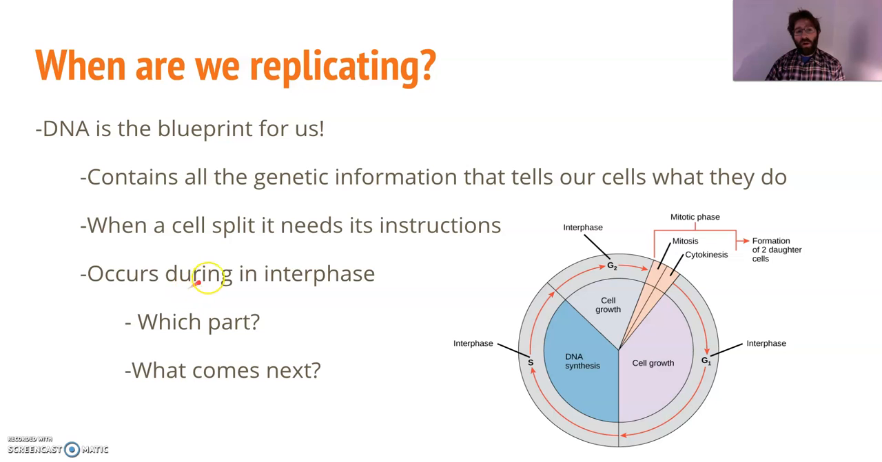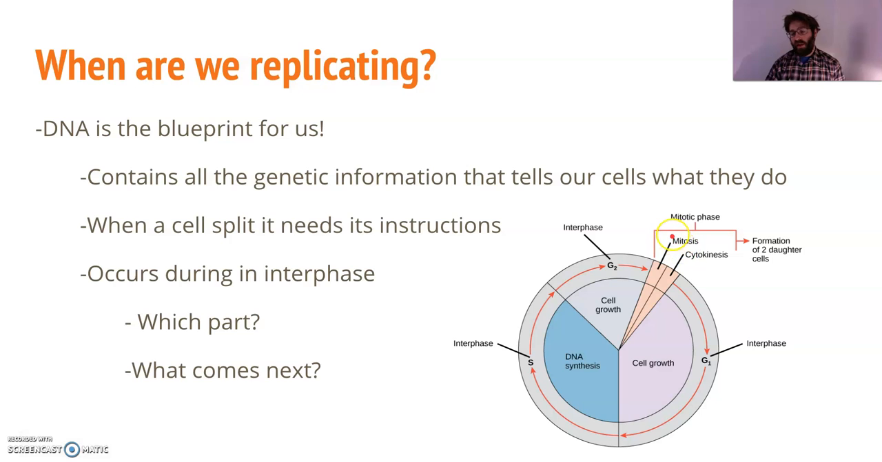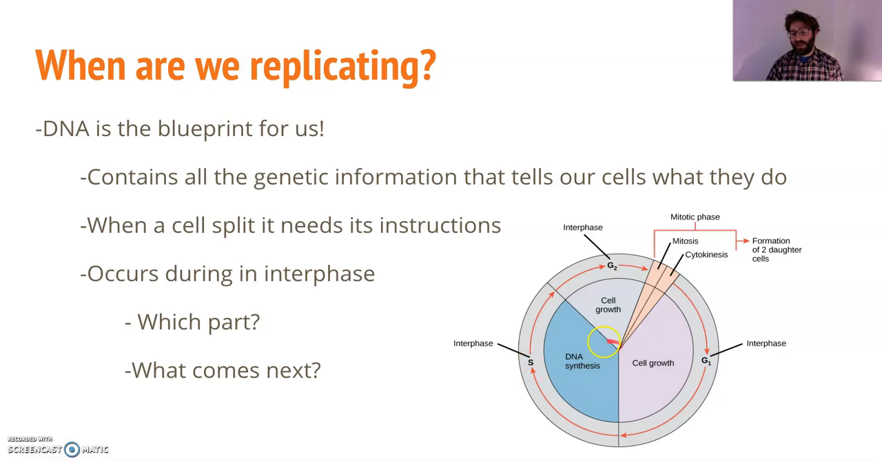So when are we replicating? When is this whole process happening? Well, if we recall, we talked about the cell cycle, and the cell cycle involves interphase, and then the mitotic phase where the cell splits. So you can see most of the cell's life is spent in interphase, and there are three parts to interphase. There's G1, there's S, which is DNA synthesis, and then there's G2. G1 and G2 are both cell growth. The S phase is DNA synthesis.